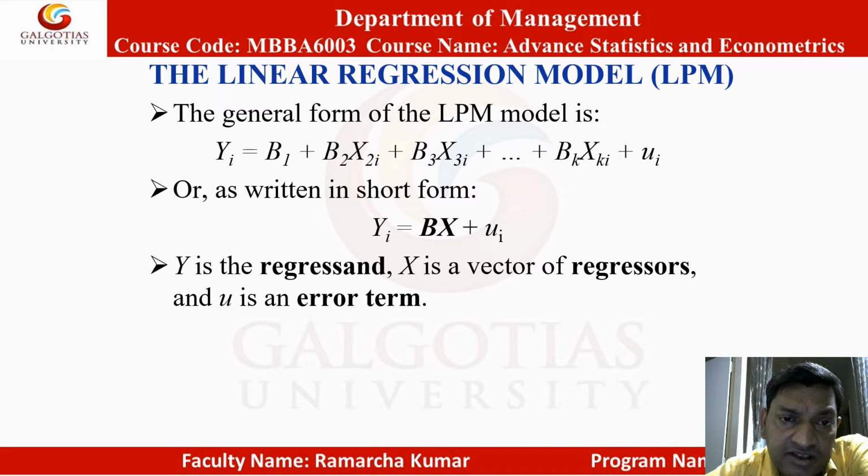y is the regressand and x is a vector of regressors. This is what I just explained. The regressand is also called the dependent variable and regressors are called independent variables. And u is an error term.